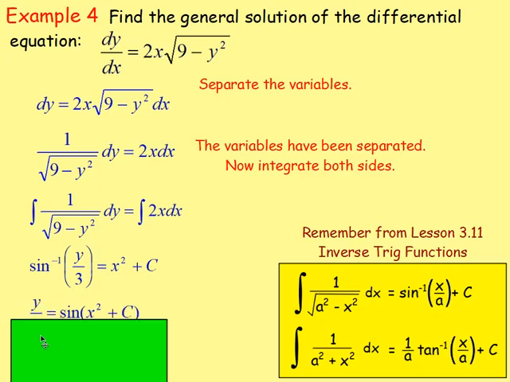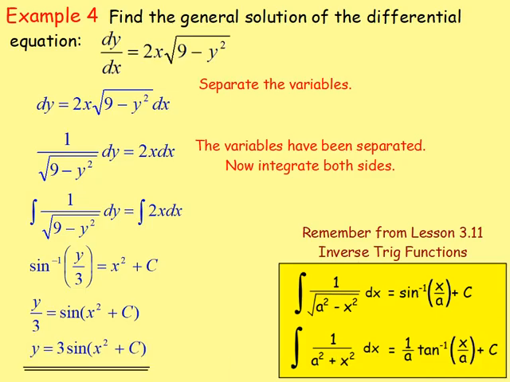From there, to get y just on its own, well, we take sine of both sides. Doing that, it will cancel sine to the minus 1 on the left, and we'd have sine of x squared plus c just on the right. From there, you can multiply both sides by 3. And doing that will give you y equals 3 sine, in brackets, x squared plus c. And that will be your answer.